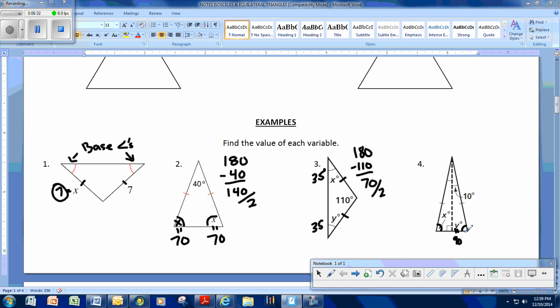Now to figure out my base angles, if this angle up here is 10, I know the other one is also 10, making the entire vertex angle 20 degrees, right? 10 plus 10. So again, I'm going to subtract the vertex angle from 180. That gives me 160. Then divide by 2 to get my two base angles, which are both 80 degrees.